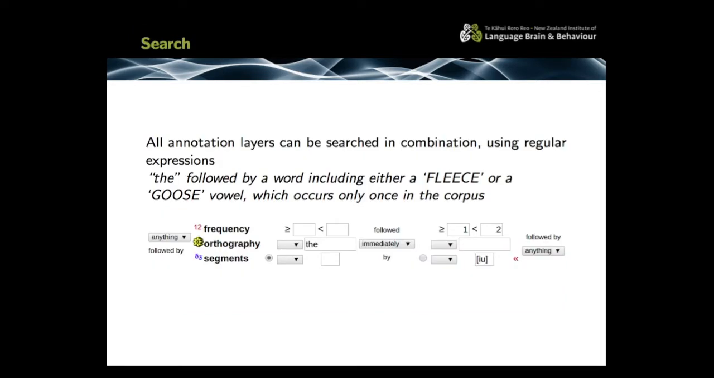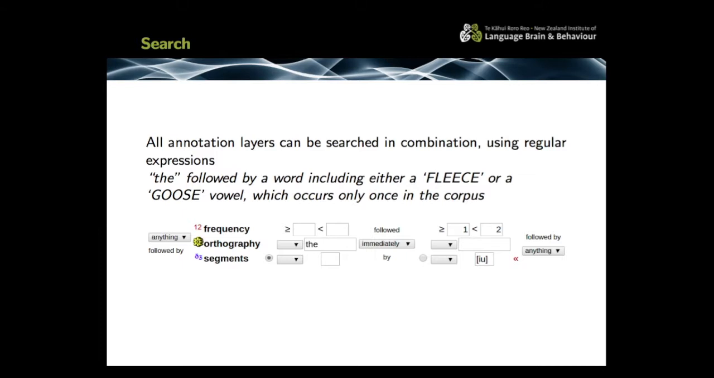Now once you've got all of this data and annotations into your LaBB-CAT database, what can you do? Well, you can search for patterns. Here is a picture of a LaBB-CAT search matrix. This particular one involves 3 different layers and goes across 2 words. So here we are looking for words that have "the" on the orthography layer, followed immediately by a word that includes on the segments layer a FLEECE or a GOOSE vowel, and also on the frequency layer has a value of 1.